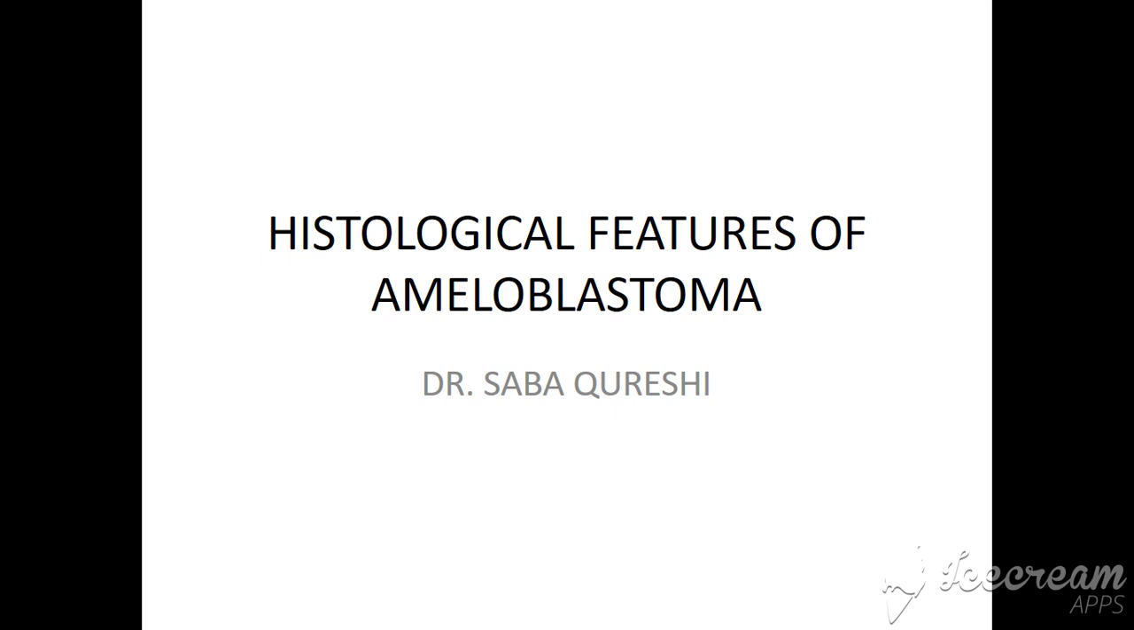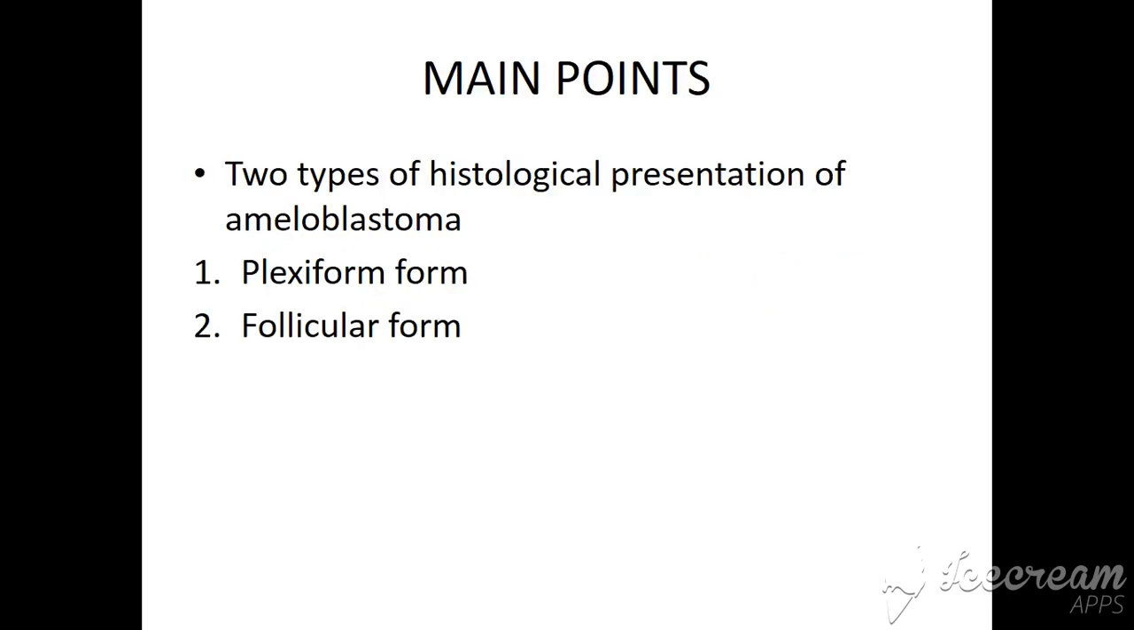Bismillahirrahmanirrahim. Today we are going to study the histological features of ameloblastoma. Coming to the main points, we must know that there are two main histological presentations of ameloblastoma. The first is the plexiform form, and the second is the follicular form.